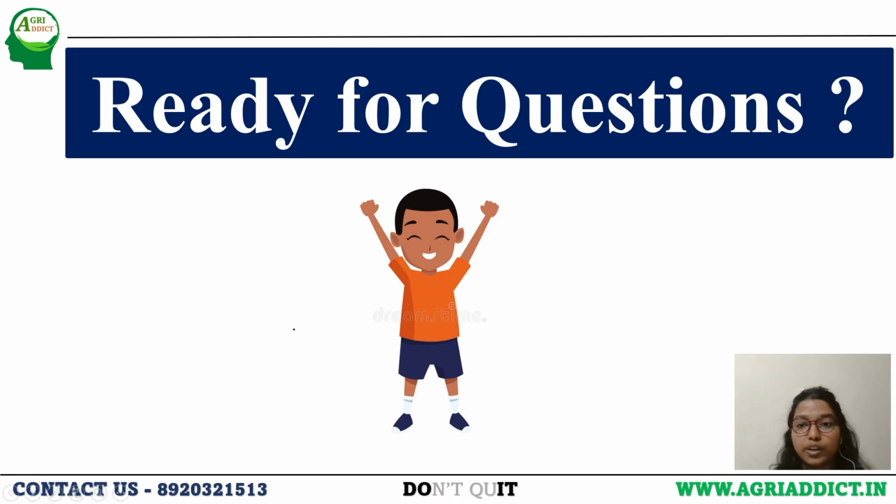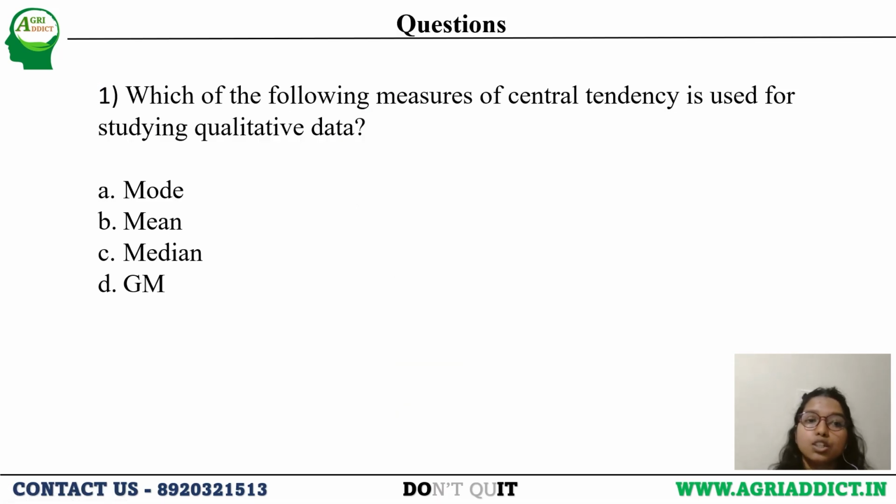Next, we'll go for the questions. The question is: which of the following measures of central tendency is used for studying qualitative data? Is it mode, mean, median, or geometric mean? We studied that for qualitative data we generally use the median. So median is the correct answer.